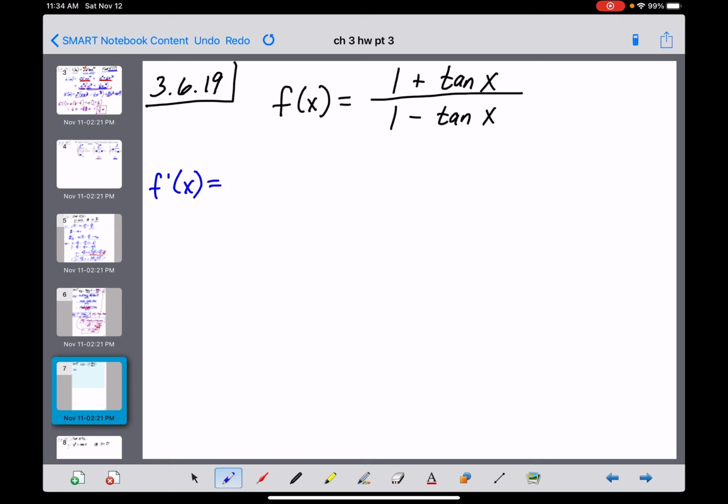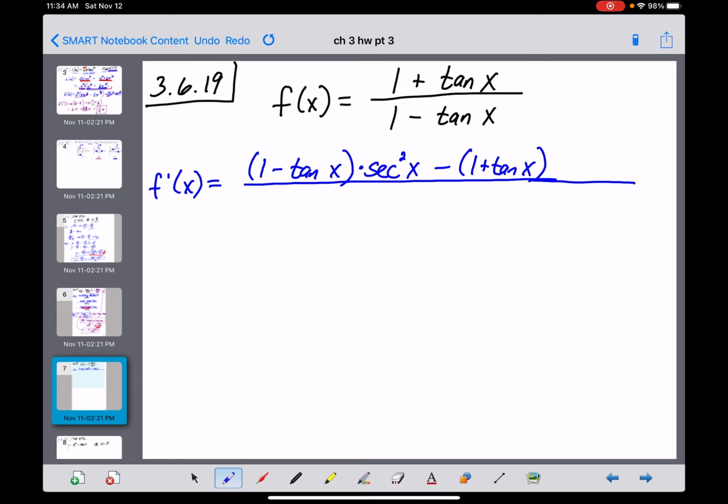F of x is a quotient, two different expressions that both involve an x, so we're going to go ahead and do the quotient rule. Denominator now, 1 minus the tangent of x, multiplied by the derivative of your numerator. The derivative of 1 is 0, you can ignore that, and the derivative of tangent of x is going to be secant squared of x. So that's bottom times derivative of the top, minus the top, 1 plus tangent of x, multiplied by the derivative of the bottom. And again, derivative of 1 is 0. The derivative of the opposite of tangent of x is going to be the opposite of secant squared of x.